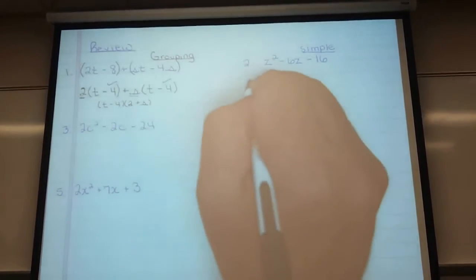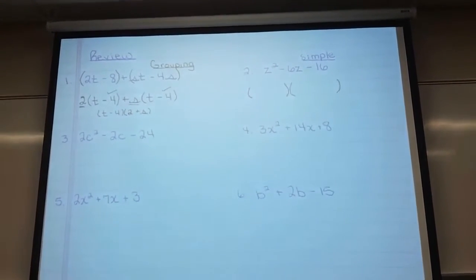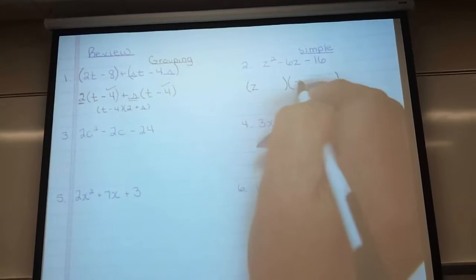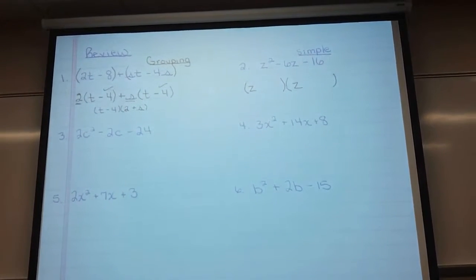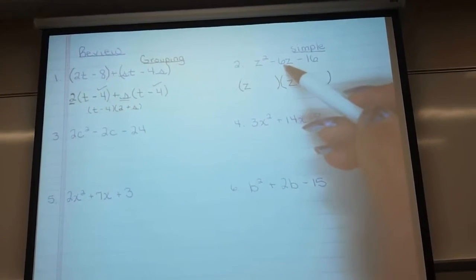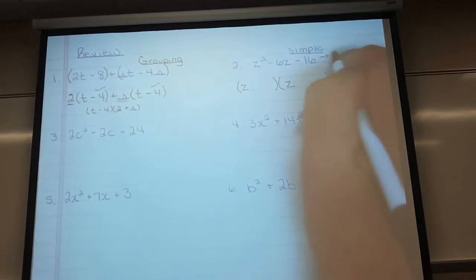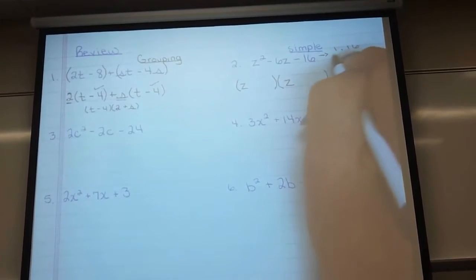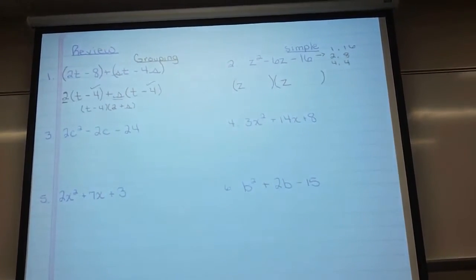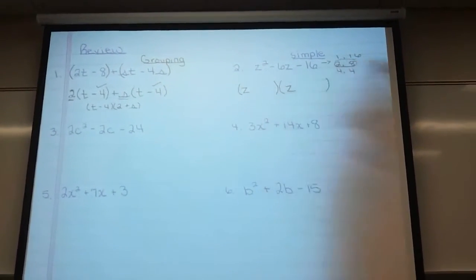Remember, with simple, you're going to make your 2 sets of parentheses. What letter are you dealing with? Z. So we can put our Z's in. And then remember, you need to think of 2 numbers that multiply to 16, but could add or subtract to give you 6. 8 and 2. If you need to write down the numbers that multiply to 16, we've got 1 times 16, we have 2 times 8, and we have 4 times 4. But the only pair that you either add or subtract to give you 6 is the 2 and the 8. So that's how I know those are my numbers.